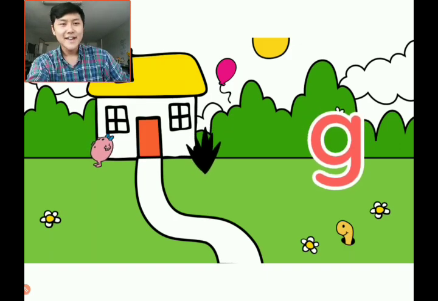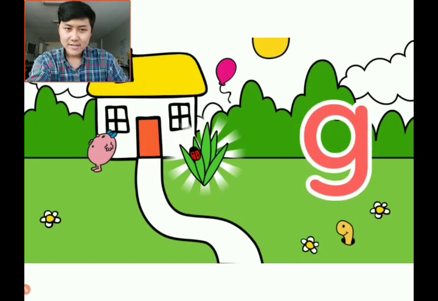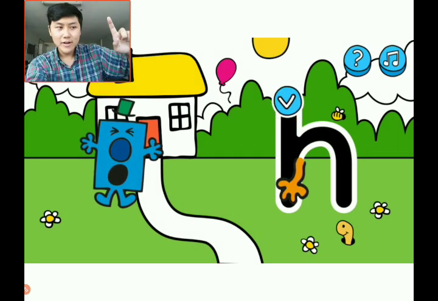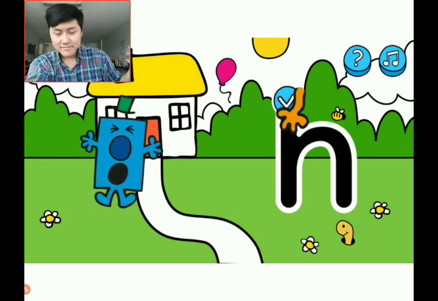And G stands for grass, which is kind of funny because Little Miss Tiny is looking up when grass is at the bottom on the ground. Little Miss Tiny, come on.